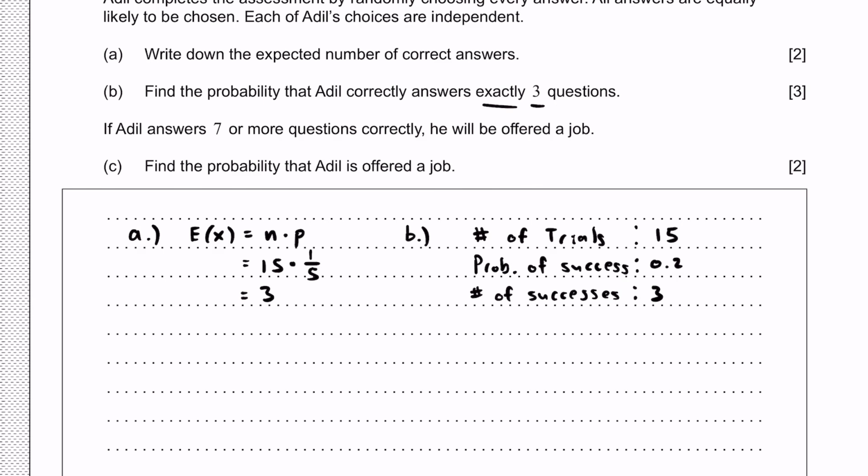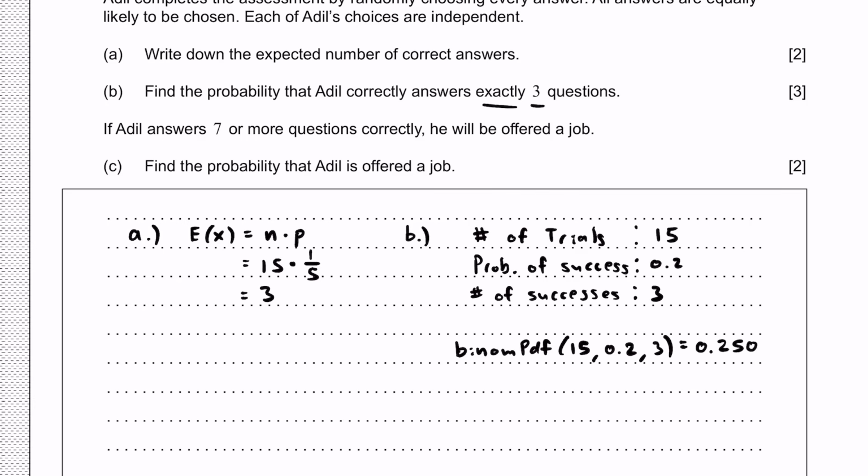The IB allows for calculator notation for binomial and normal distributions. So let's go ahead and just write it out. Binomial PDF, number of trials, probability of occurrence, number of successes, and the answer is 0.250 to 3 sig figs. All right.